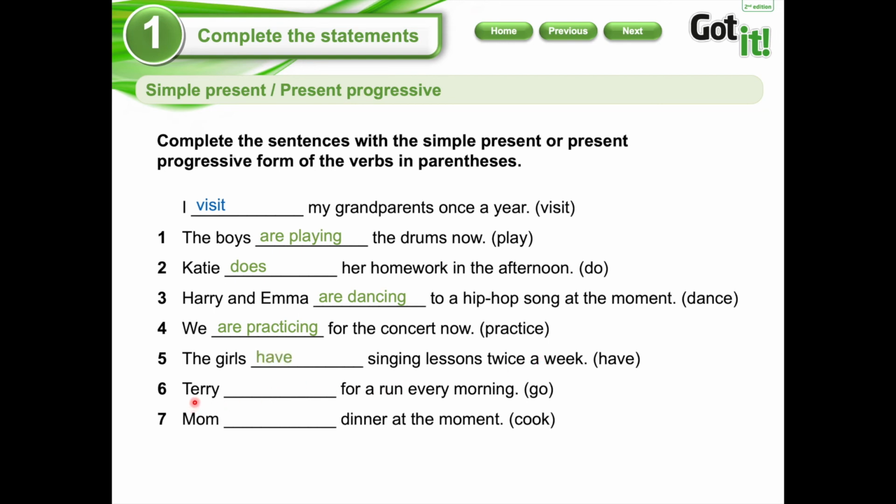Then you have Terry for a run every morning, and you have go. Terry is a he. Terry goes. Remember, she, he, and it, you always change the action. Mom, dinner at the moment. Again, at the moment. Mom is cooking. Okay. Next exercise.